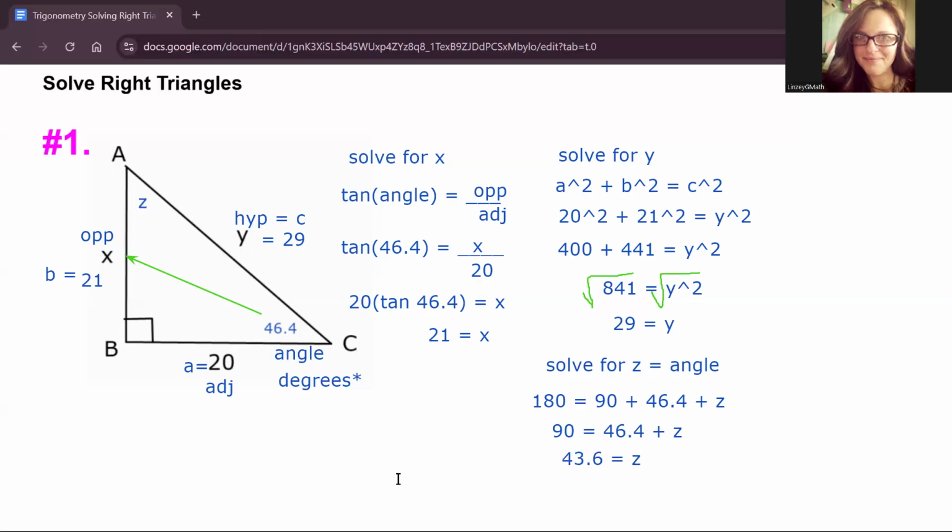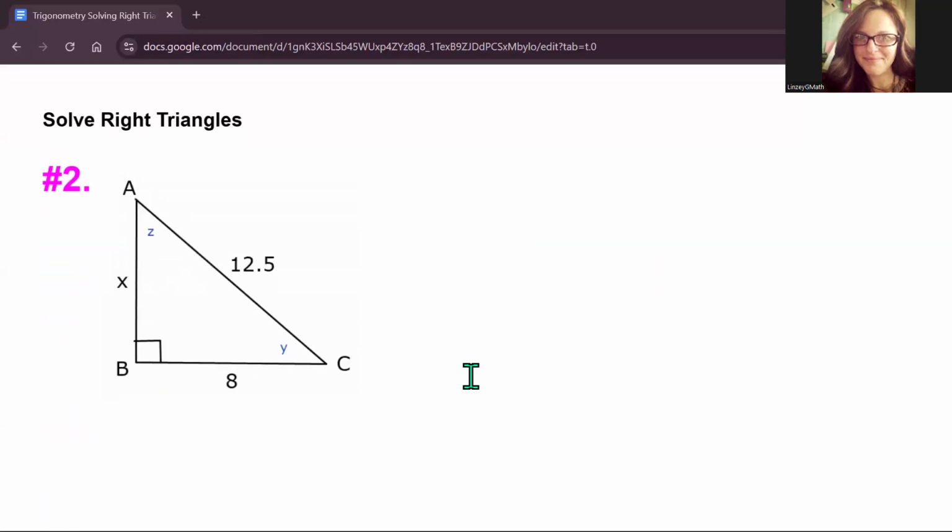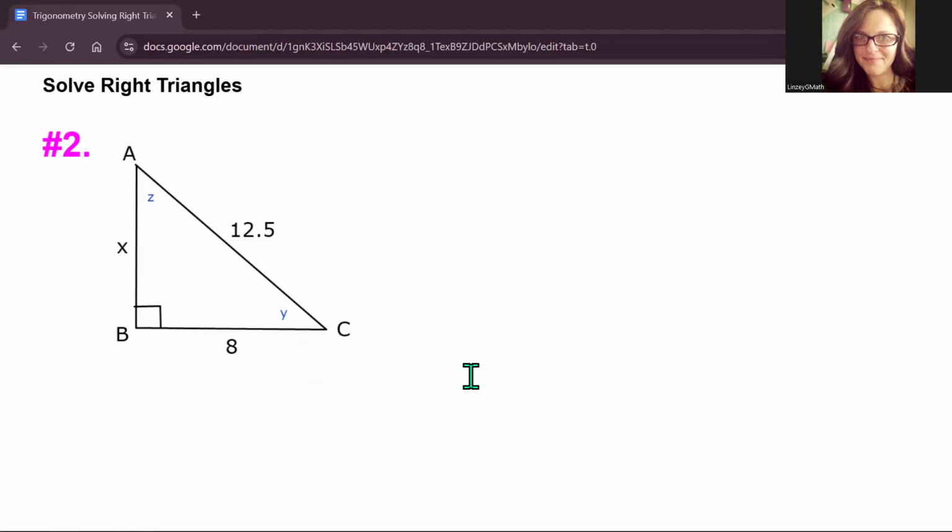Number 2, let's solve for x. Oh, they gave us 2 out of the 3 sides of our right triangle. We've got side A, side B, and then the hypotenuse has to be C. We'll use the Pythagorean theorem to solve for the missing side.